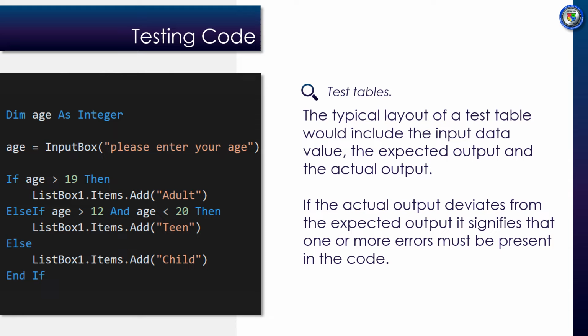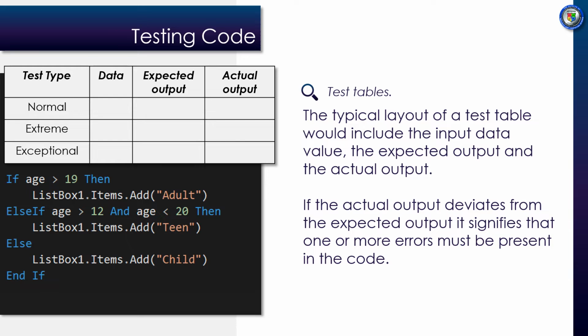In this example, we have a program here asking the user to input an age. If the age is greater than 19, the output would be adult. If the age is greater than 12 and less than 20, then the output would be teen. Any other value would produce an output of child.